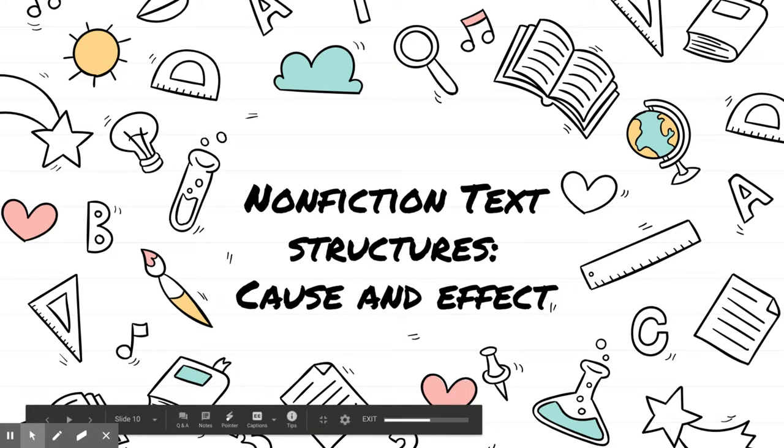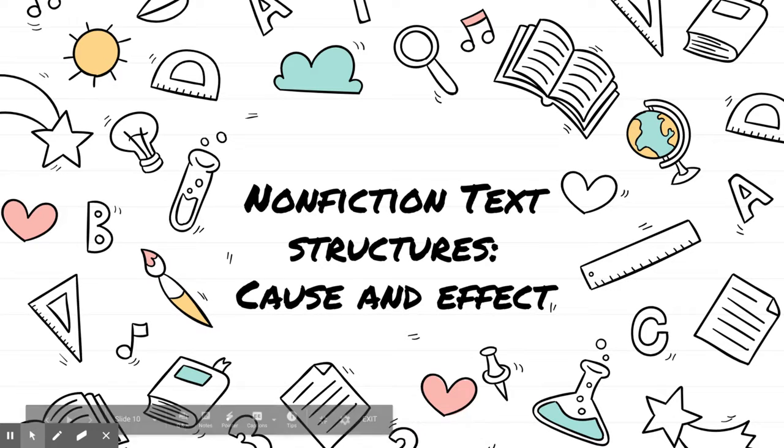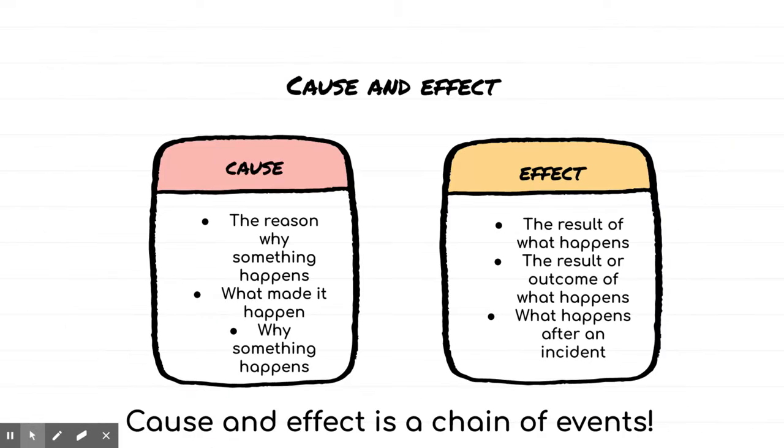Happy Thursday. This week we have continued talking about nonfiction text structures, and on Tuesday we started talking about cause and effect text structures. So on Tuesday we said that the cause is the reason why something happens, what made it happen, and the effect is the result of what happens or the outcome, what happens after an incident. And we talked about that cause and effect is a chain of events. You cannot have an effect without a cause.